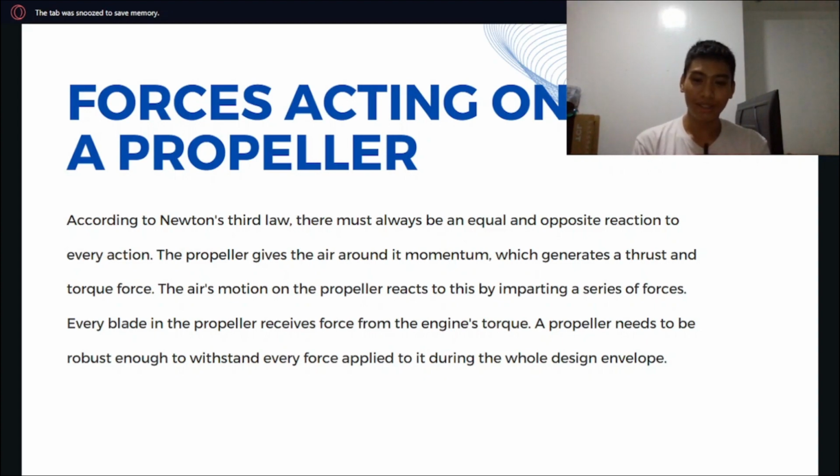According to Newton's third law, there must always be an equal and opposite reaction to every action. The propeller gives the air around it momentum, which generates a thrust and torque force. The air's motion on the propeller reacts to this by imparting a series of forces. Every blade on the propeller receives force from the engine's torque. A propeller needs to be robust enough to withstand every force applied to it during the whole design envelope.